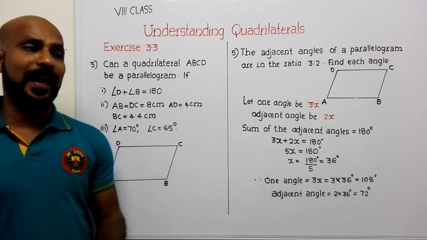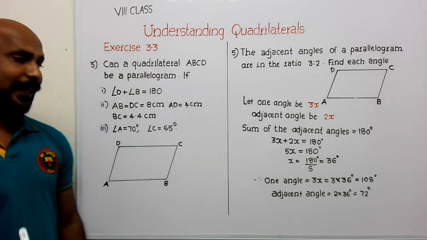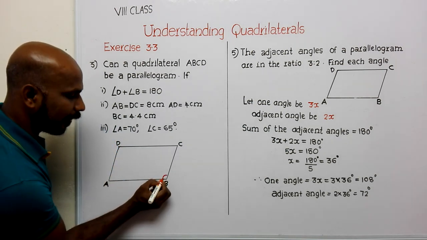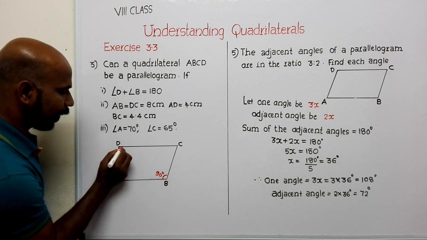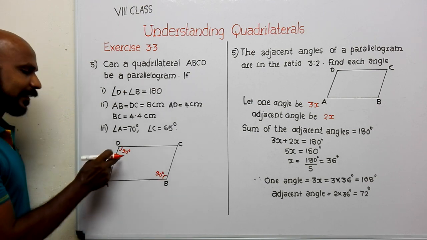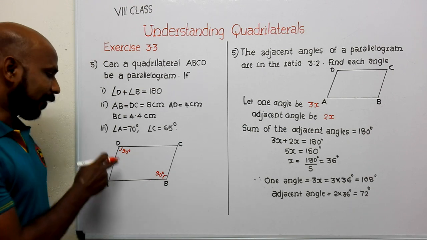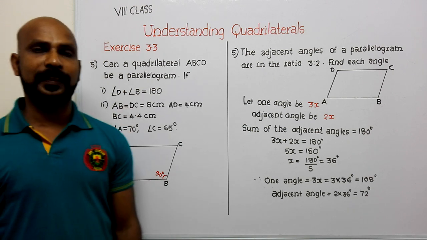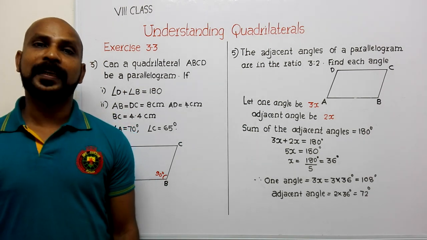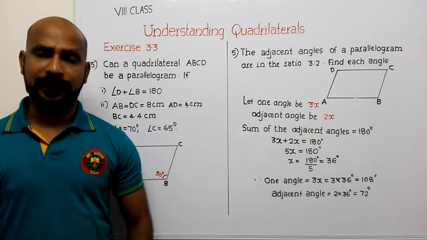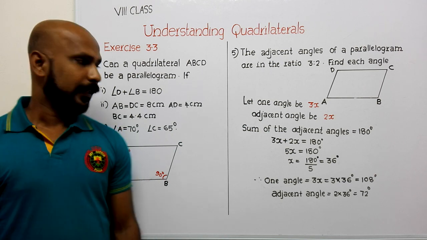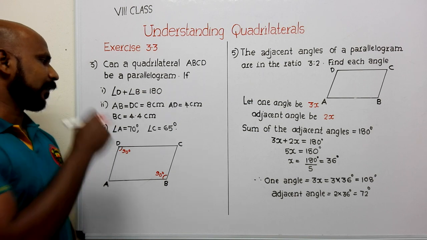But in the case of a quadrilateral, if an angle equals 90 degrees, suppose this angle equals 90 degrees and this is also 90 degrees, then we can say both are equal, and at the same time their sum is also equal to 180 degrees. In that condition, we can take that one, but it is not always correct. Understand? Okay.